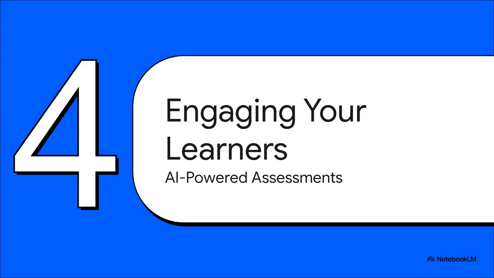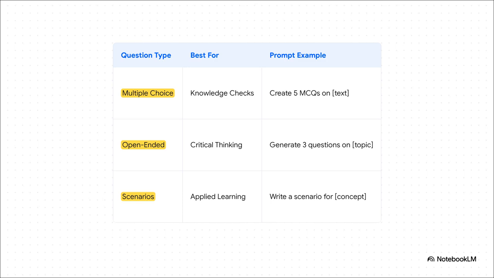All right, so you've built the course content. Awesome. But a great course isn't just about dumping information. We have to make sure our students are actually learning, and that's where interactive assessments come in. You can use ChatGPT to create all kinds of quizzes. If you just need a quick knowledge check, you can paste in your lesson text and ask for multiple choice questions. If you want to make your students think a little deeper, ask for open-ended questions. And my favorite, for applied learning, have it write up a real-world scenario.